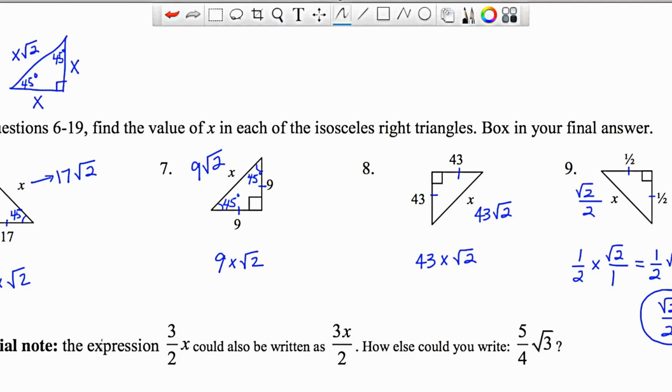Special note. The expression 3/2 x could also be written as 3x over 2. So if you were doing a problem and you ended up getting 5/4 root 3, how else could you write that in a more clean manner? If you think of the root 3 as being over 1, we could get 5 root 3 on the top, and then 4 times 1 is 4 on the bottom.